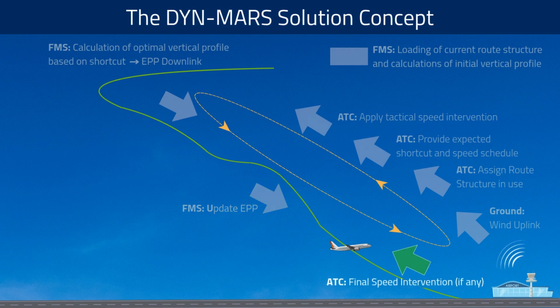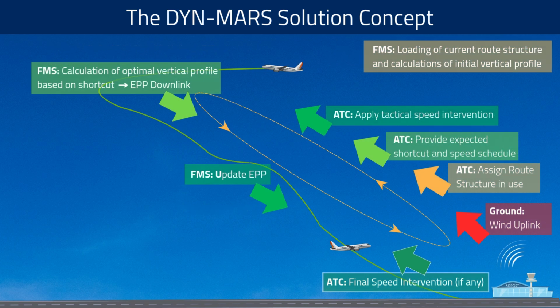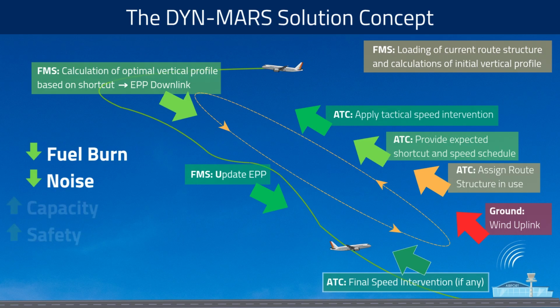Finally, once the aircraft is established on the glide slope, ATC may issue additional speed instructions, if necessary. However, with DYN-MARS, the impact of such interventions on fuel consumption and noise is significantly reduced. This process, a continuous, structured exchange of intent and response, offers a highly integrated solution that enables close coordination between the aircraft and ATC. It supports the reduction of fuel burn and noise while preserving current levels of capacity and safety.